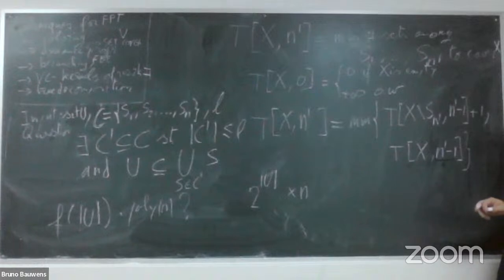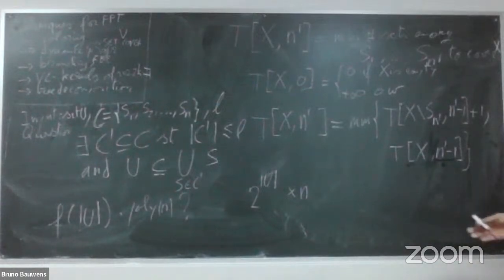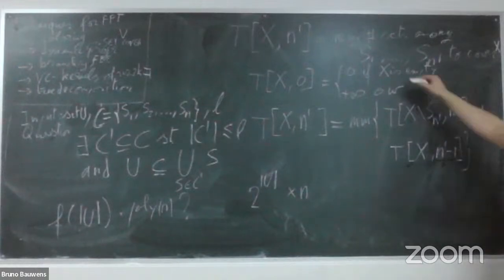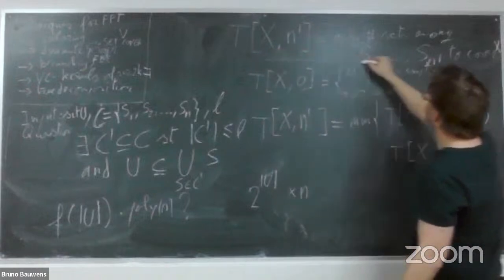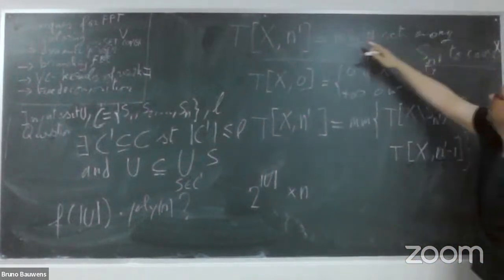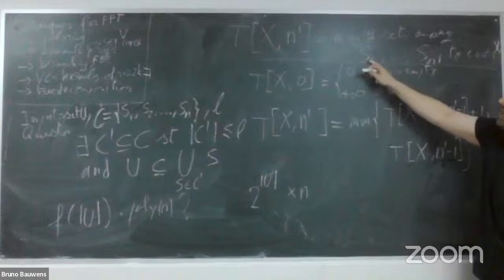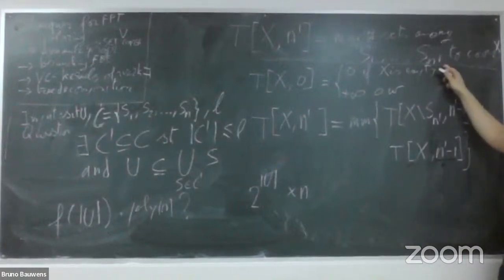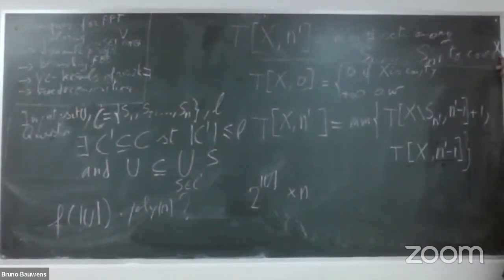What is written in the table? What is the best number of sets we use? I wrote it in words here: the minimal number of sets among S1 till S n prime to cover X.